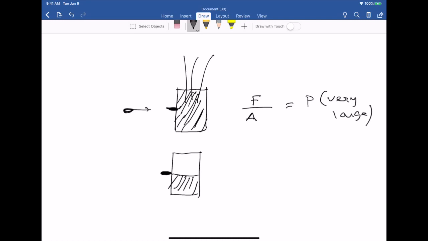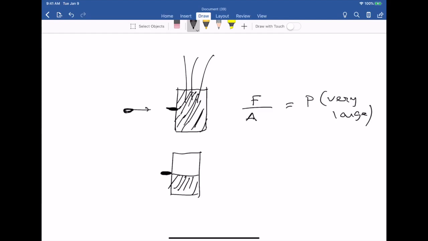So the pressure transmitted to the roof of this container is not going to be that high, just because of the presence of gas. It's not completely filled with fluid, and gases can easily compress. And so in this case, it's unlikely that the roof of the container will fly off.